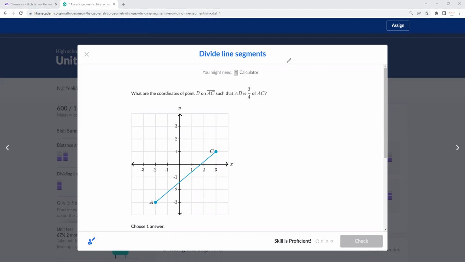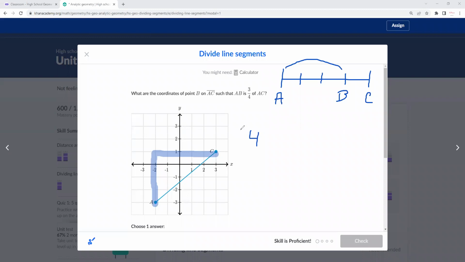If you were to draw out AC, AB is 3/4 of that, right? This is 3/4. So how do we find it? Well, we're going to go from point A to C. So how many units up is it? It's 4 units up and 5 units to the right. So it's 4 units up and 5 units to the right.